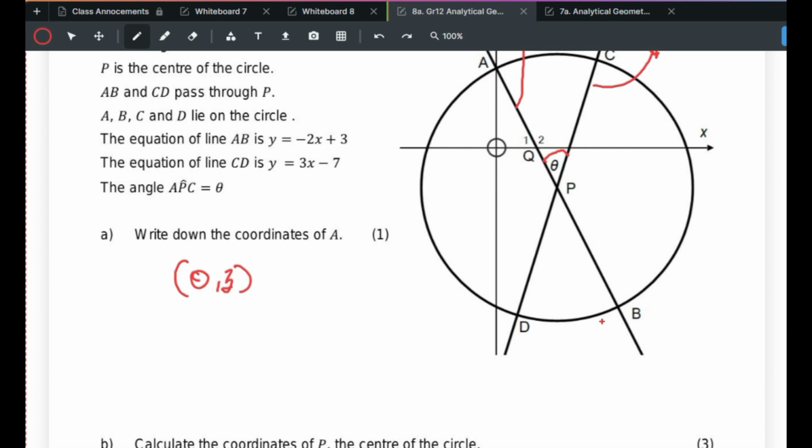The radius? How does the radius work? It is your radius, but how would that help you get your answer? Because you have no x, you have no y. Oh, that's true.